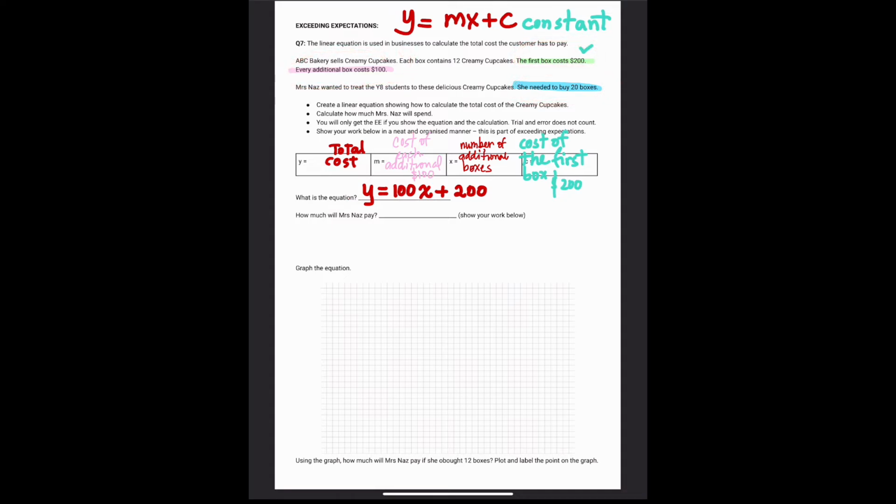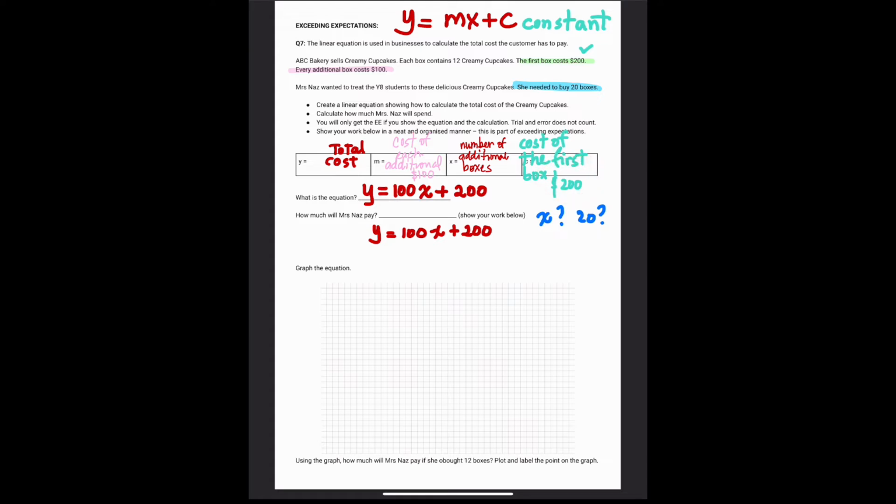Now, how much will Mrs. Nass pay if she buys 20 boxes? This is our equation: Y is equal to 100x plus 200. Now, what is x? Is x 20? No. X cannot be 20, because if you say 20, then that means you are charging the customer extra for the first box.